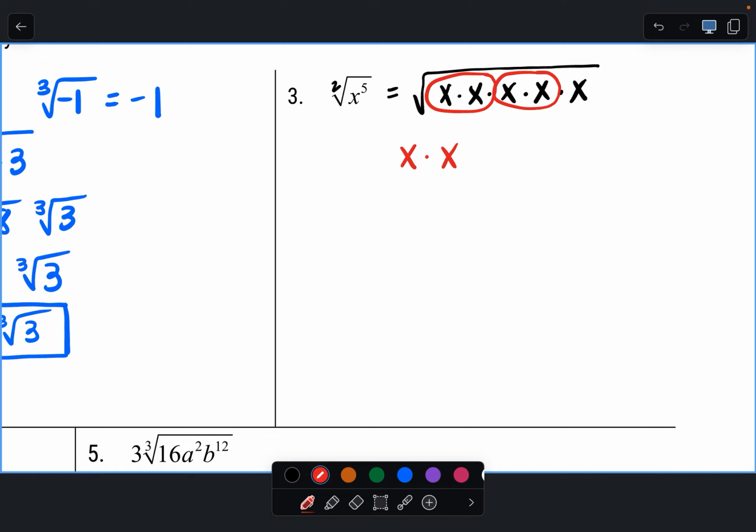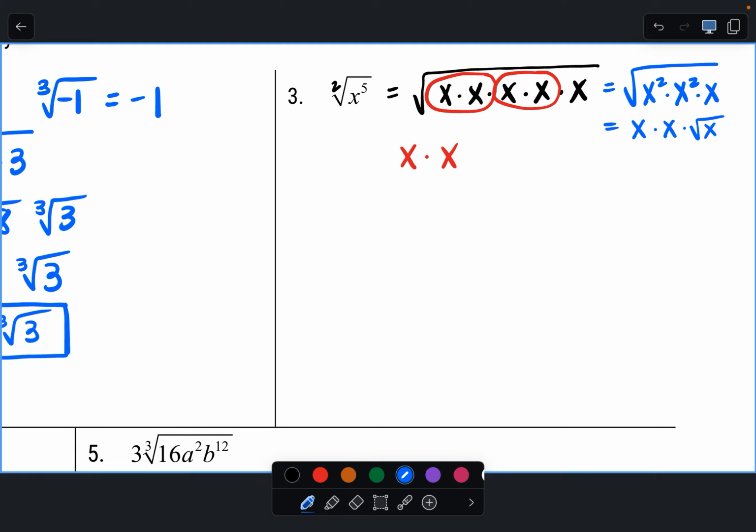Let's go here. Again, if you don't see a number in the radical, the index is 2. Now, we're going to take this piece by piece. How many times does 2 go into 5? Twice. So I'm going to have x to the power of 2, and then does it go in perfectly? No. What's the remainder? 1. So I'm going to have x to the power of 1. Okay, x is taken care of.